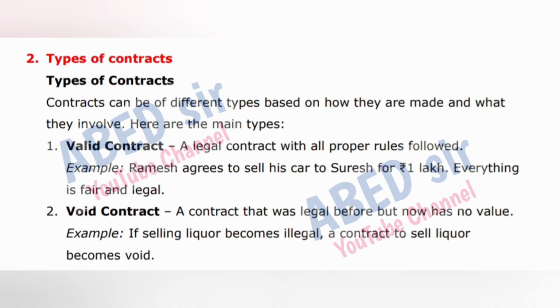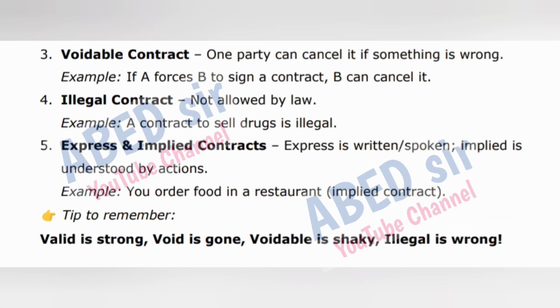2. Void contract, a contract that was legal before but now has no value. Example: if selling liquor becomes illegal, a contract to sell liquor becomes void. 3. Voidable contract, one party can cancel it if something is wrong. Example: if A forces B to sign a contract, B can cancel it. 4. Illegal contract, not allowed by law. Example: a contract to sell drugs is illegal.